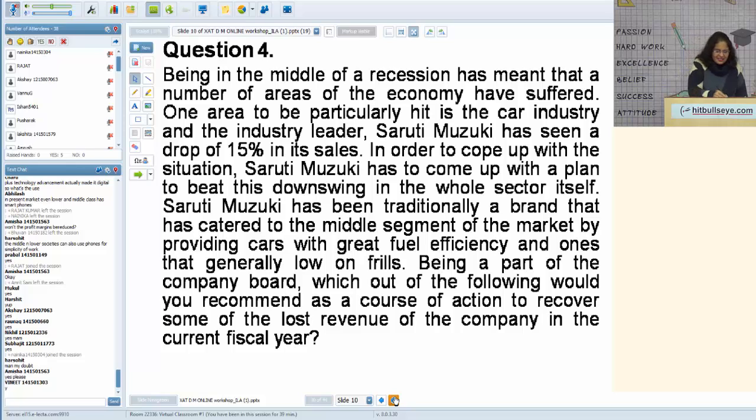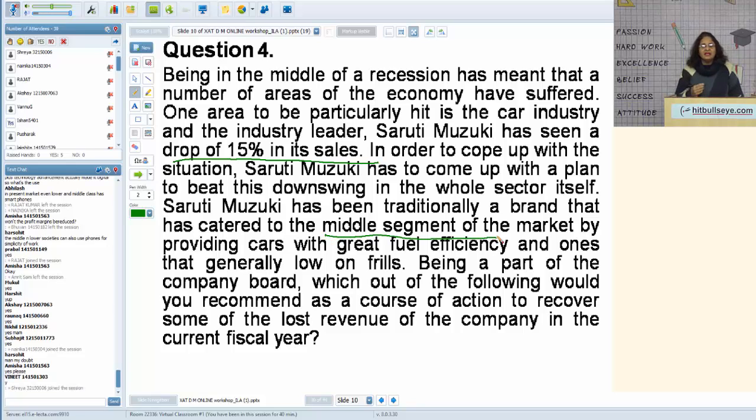So there's a drop of 15% in the sales, and it's a middle segment. See the segment, the mid segment, lower segment, or the premium segment. It's very important who the industry is targeting. And the cars have great fuel efficiency and are generally low on frills. Very important here that we know what aspects we are referring to, what are the important aspects that the decision has to take into account.